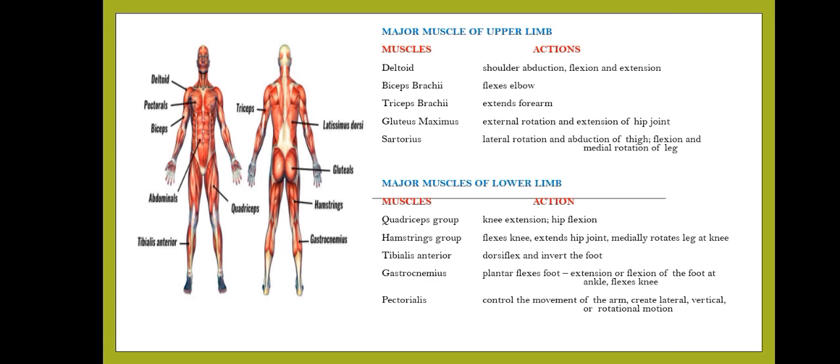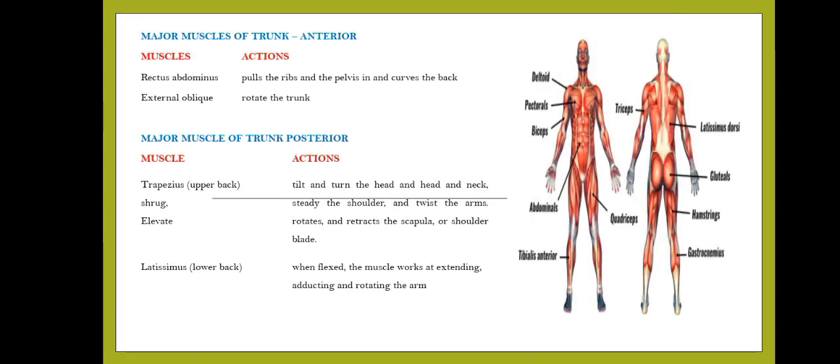Pectoralis controls the movement of the arm, creating lateral, vertical, or rotational motion. And the last major muscles of trunk posterior is trapezius. Tilt and turn the head and neck. Shrug. Elevate. Latissimus or the lower back.